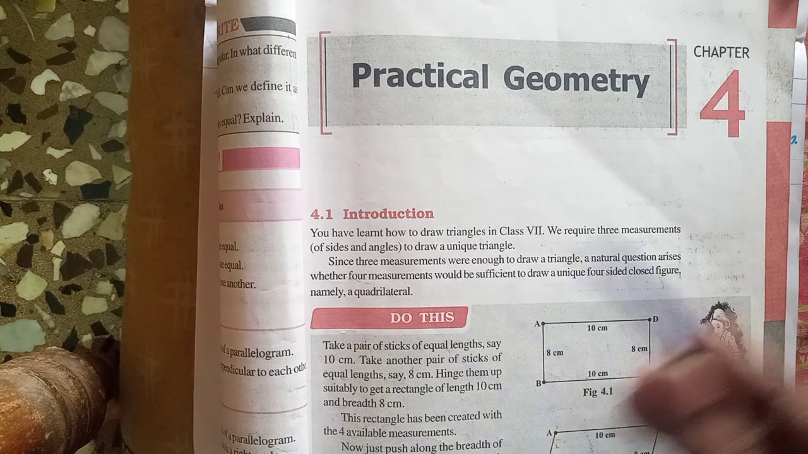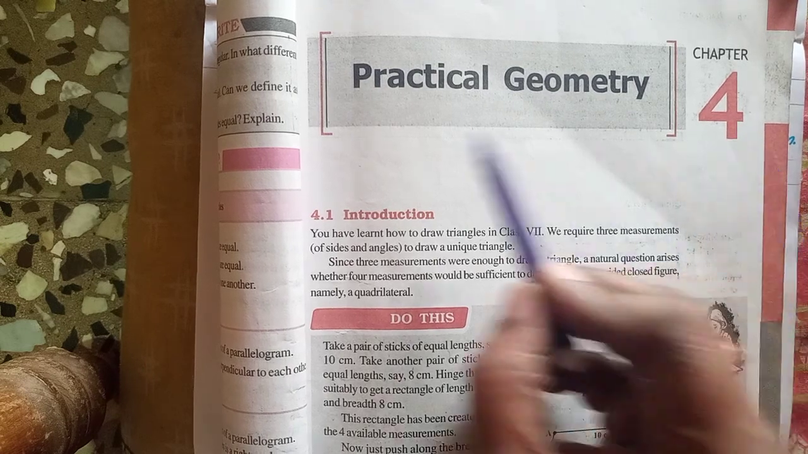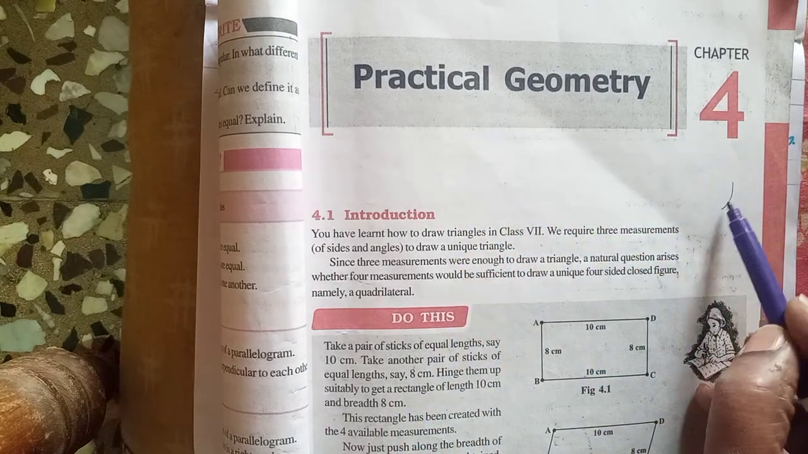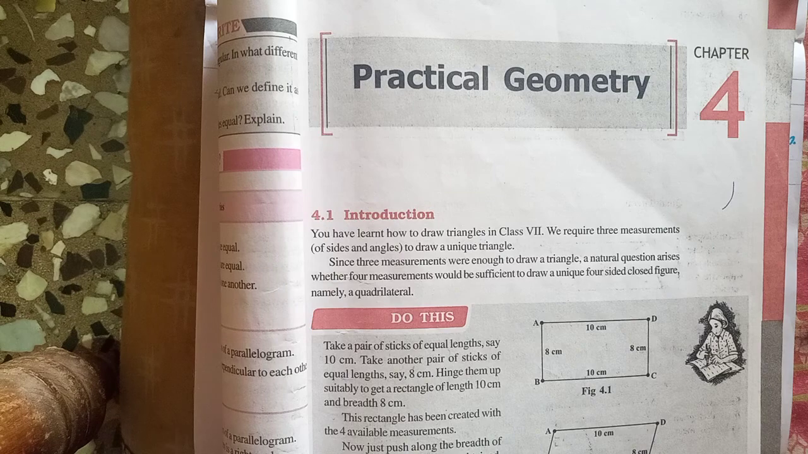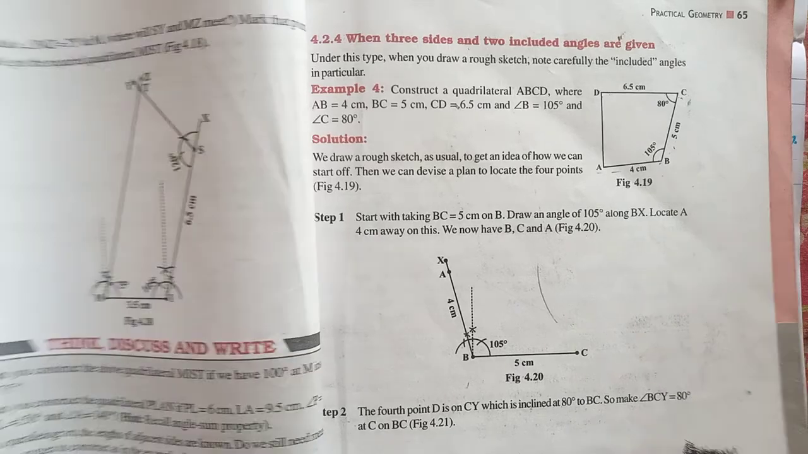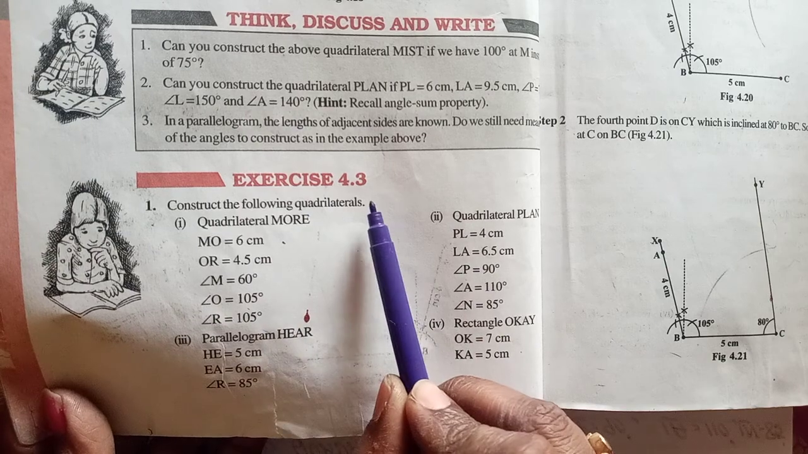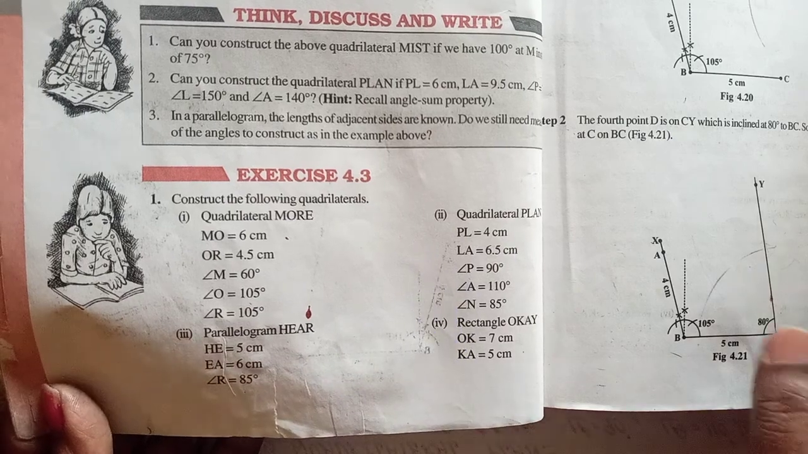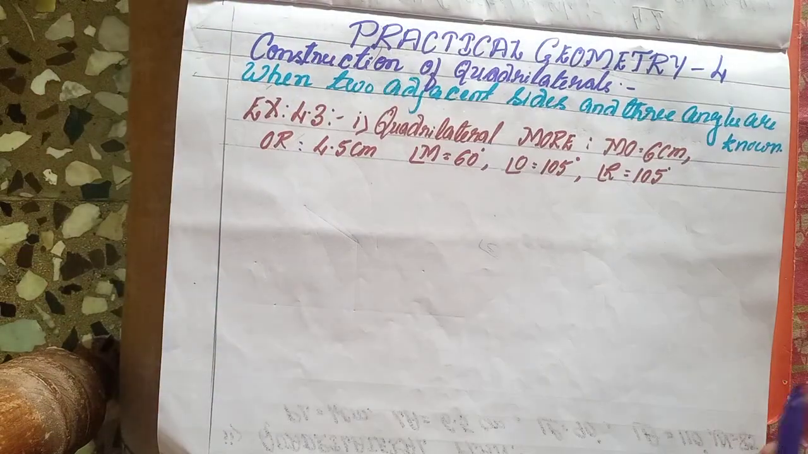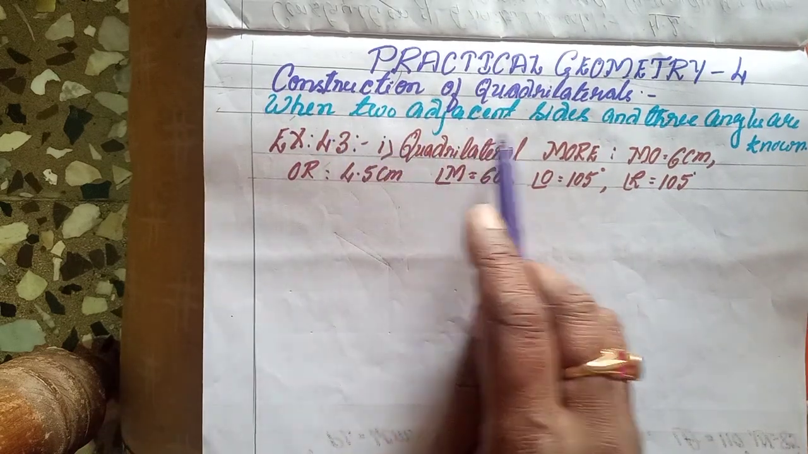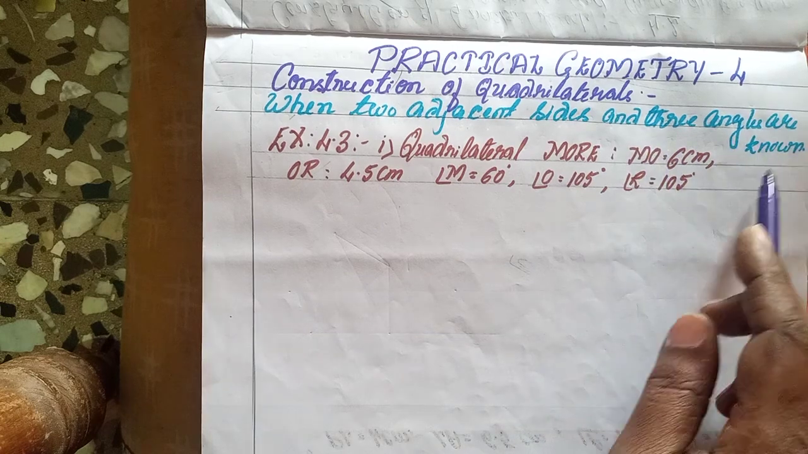The chapter number 4, the chapter name is Practical Geometry. This lesson is chapter 7 for Karnataka state students. In this we are doing the constructions. In that we are solving the exercise 4.3, problem number 1 and problem number 2. In this we are going to construct the quadrilaterals when two adjacent sides and three angles are known.